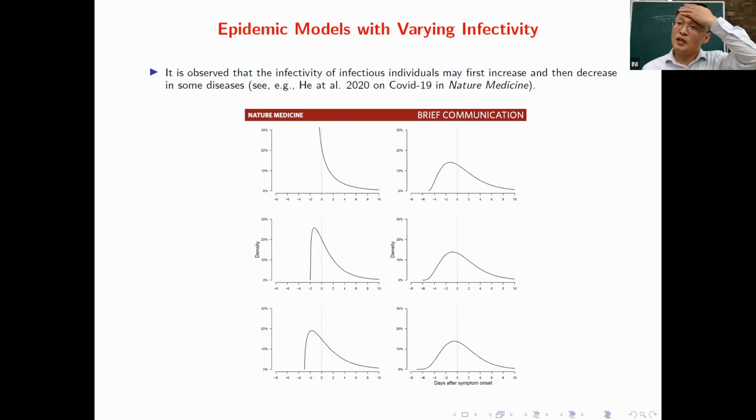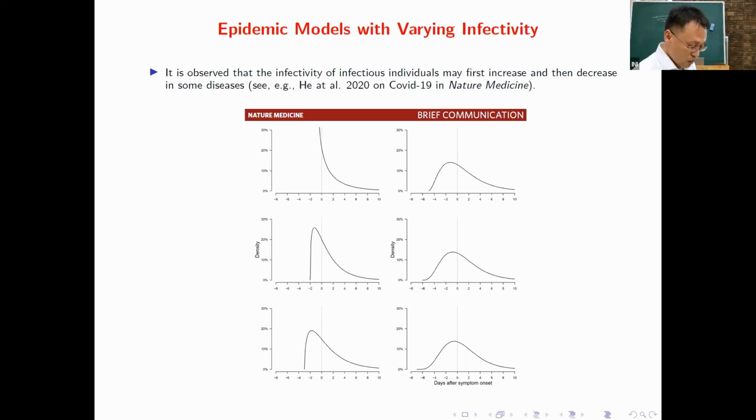Okay, so in the standard models, we have used a constant infection rate, right? During the pandemic, we have seen this article in Nature Medicine. Basically, the infectivity of each individual is not really a constant. It changes over time. It first increases, then decreases. In this article, they showed, from Wuhan I think, the viral loads for different individuals by days after symptom onset, with different shapes of the viral load.